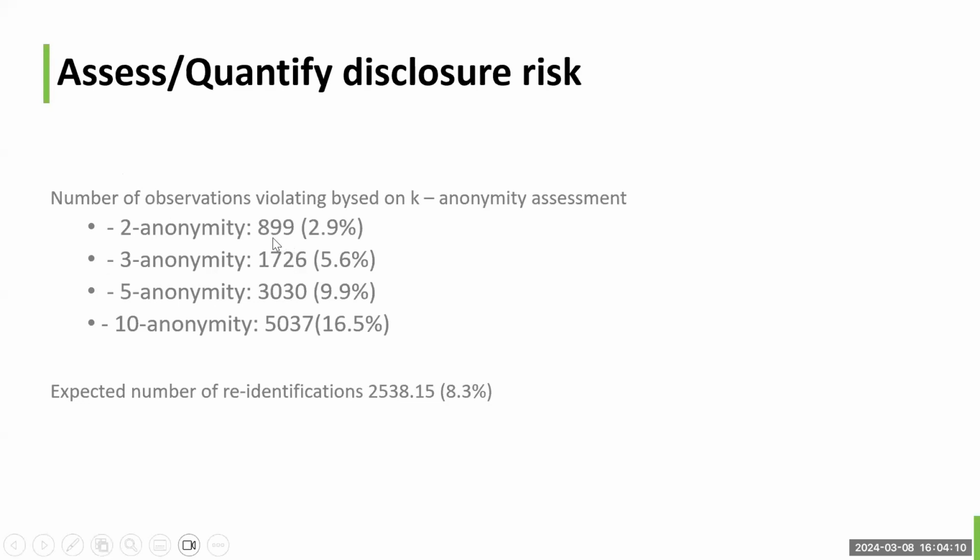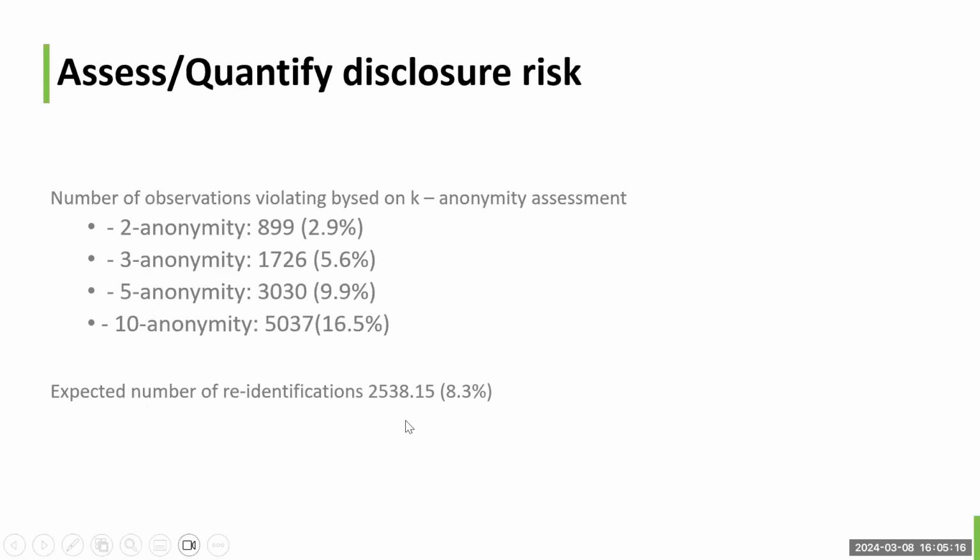So we checked how many people were violating 2 anonymity, which means how many people, when we combined those indirect identifiers, were the only one person with that combination. 3 anonymity means that 1,726 people had a unique combination that was shared by fewer than 3 people. For 5 anonymity, when you bring those indirect identifiers together, does the unique combination comprise fewer than 5 people? And the same applies with 10 anonymity. So this is what we saw, and we considered this to be very high disclosure risk.